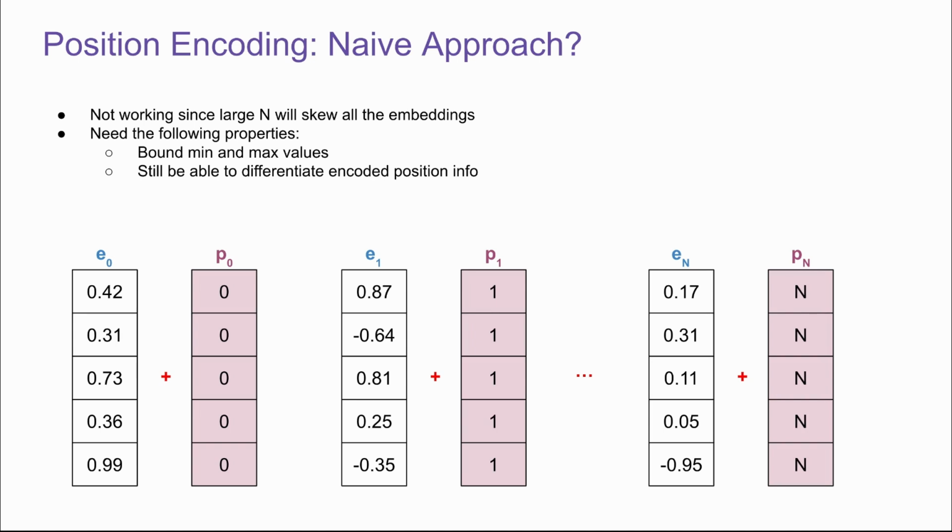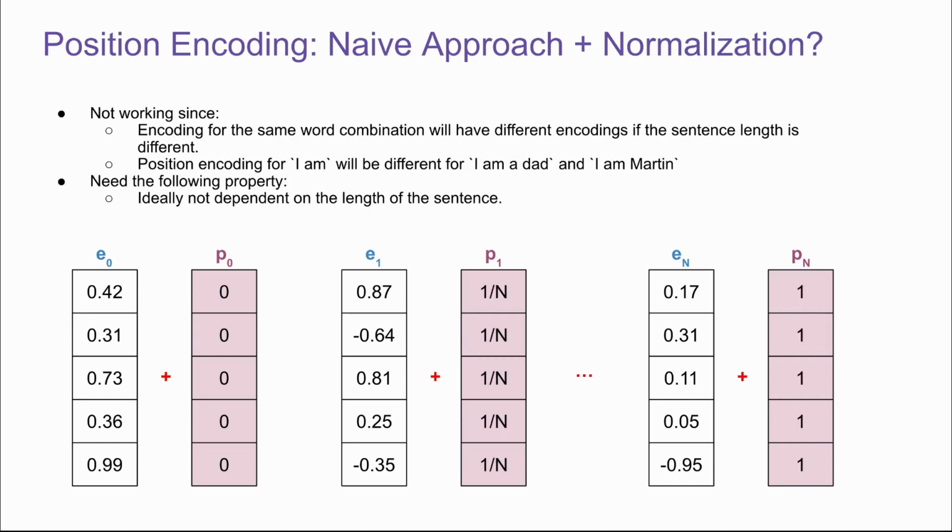So we need the following properties then, right? We need to bound the min and max value, and we still want it to be able to differentiate the position info, whether it's the real position or the encoded position. So let's try something else. What if we include normalization in it?